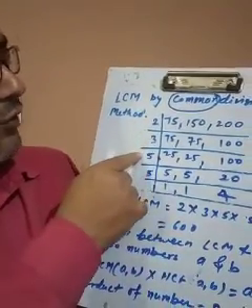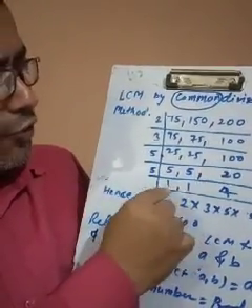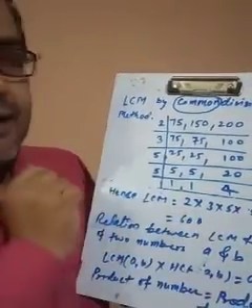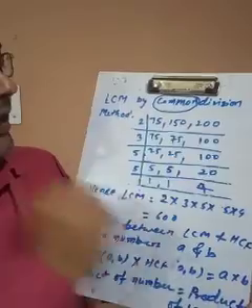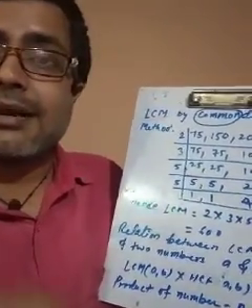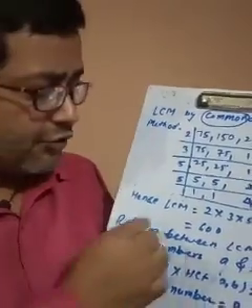So in this situation, this will be my number, and my LCM will be 600. The same LCM I had come to in my prime factorization method. So my answer is correct.